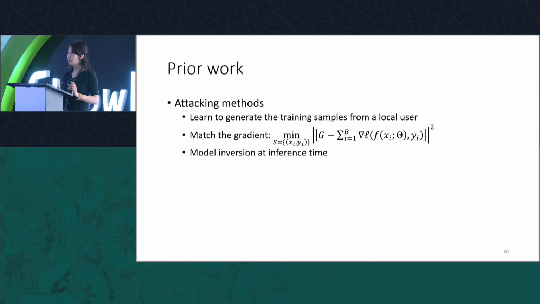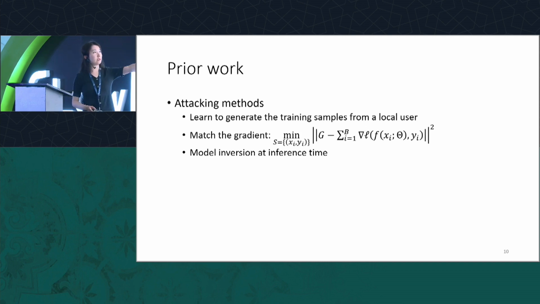Okay, so I will talk about some prior work first. There are several attacking methods regarding the reconstruction of training samples. They want to learn to generate the training samples from a local user. Some methods use a generative model to first model the distribution of the data. That is a little bit less terrifying, since they just learn the distribution of the data from a local client, not individual data. Another more terrifying approach is reconstructing individual samples.